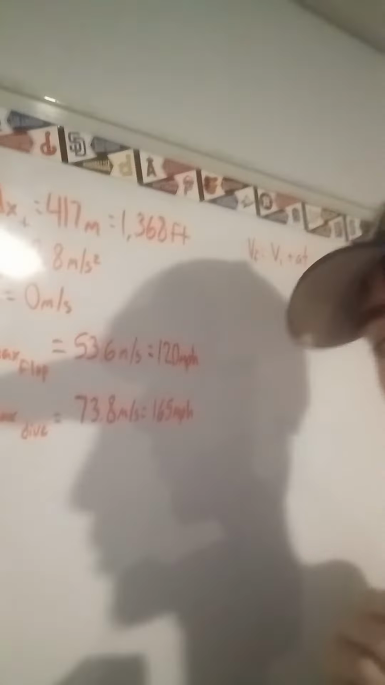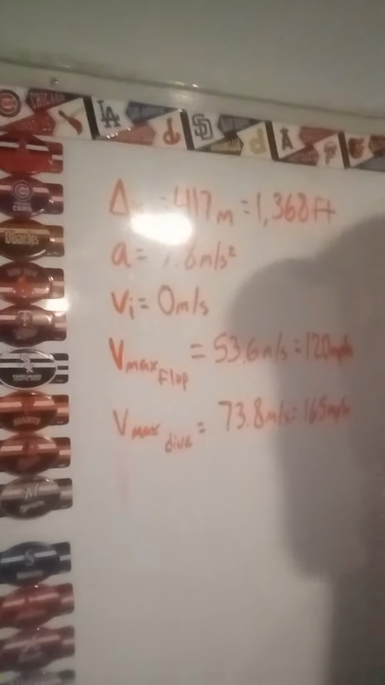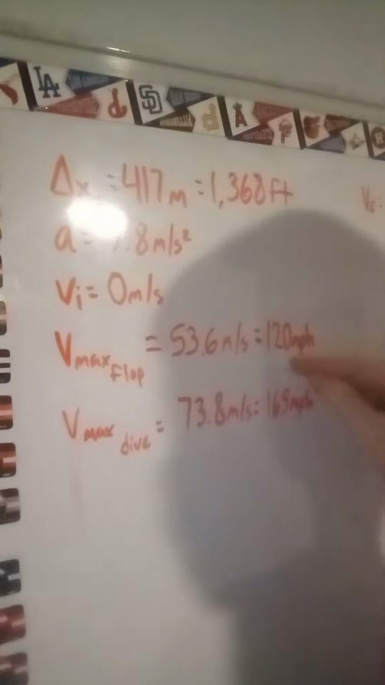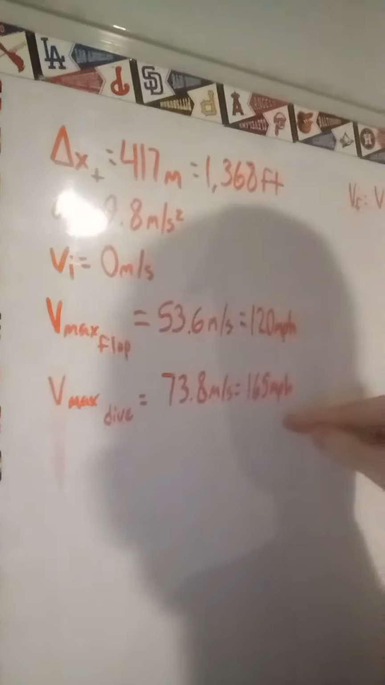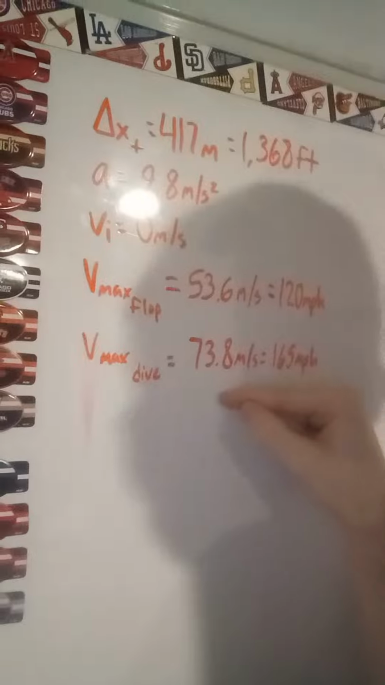And we know that the terminal velocity of the human body falling from a certain height, when doing a belly flop, is 120 miles per hour or 53.6 meters per second. For a dive, it's 165 miles per hour or 73.8 meters per second. We'll learn about these later.